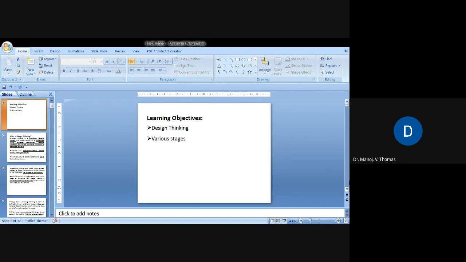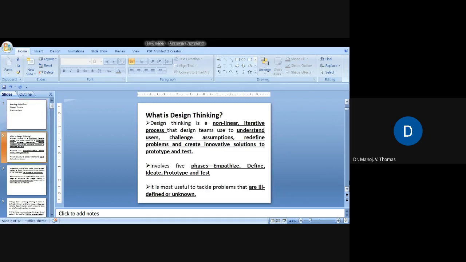So, this class we will discuss design thinking and its various stages. So, what is design thinking? Design thinking is a non-linear iterative process that design teams use to understand users, challenge assumptions, redefine problems, and create innovative solutions to prototype and finally to test. So it is a non-linear iterative process.